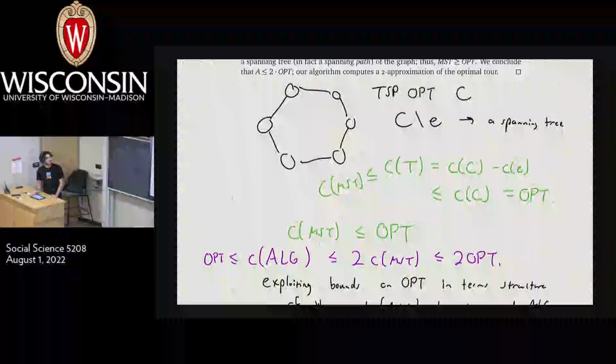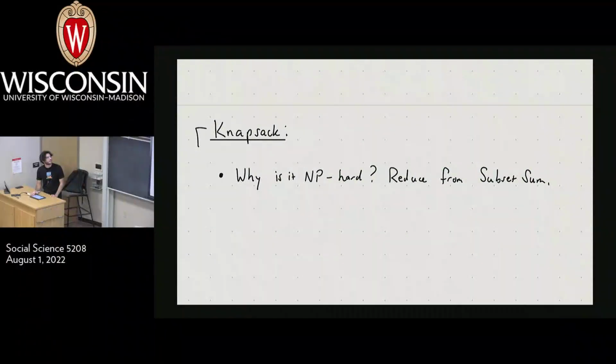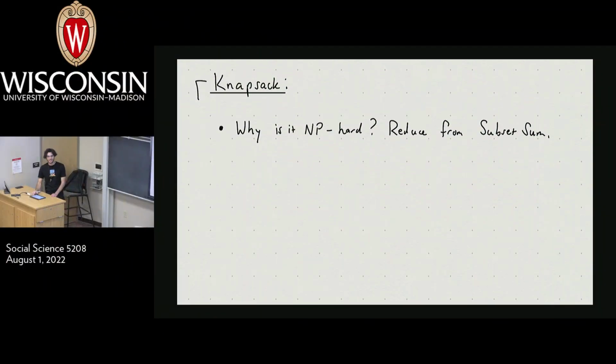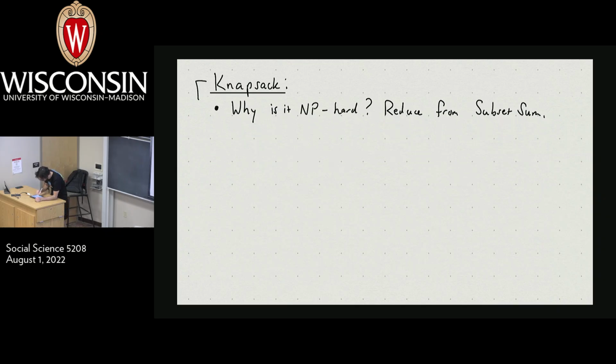But let's move on to the last example, because we're going to use DP again. So this is the knapsack problem. It's pretty straightforward. It's a problem we've kind of done in the homework implicitly.